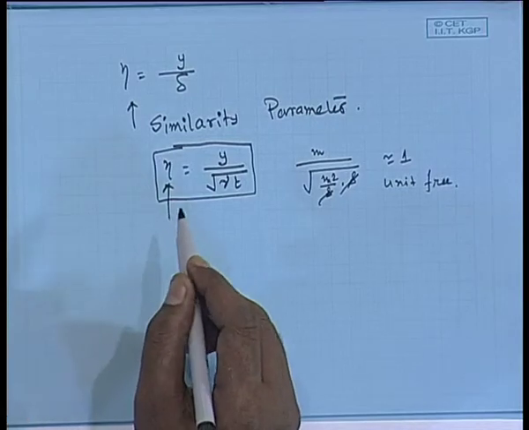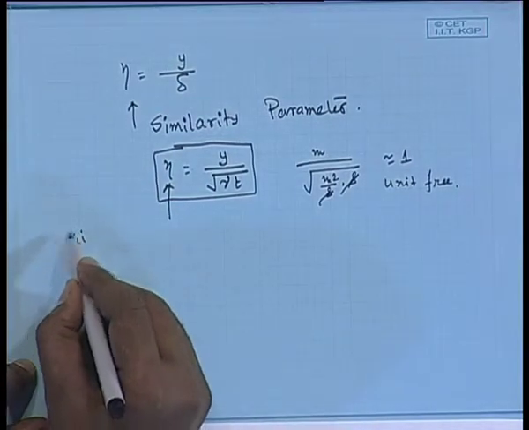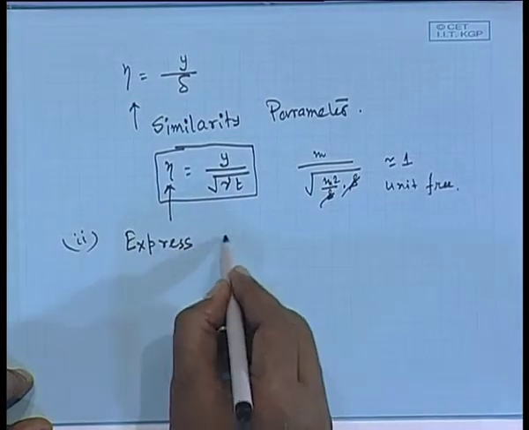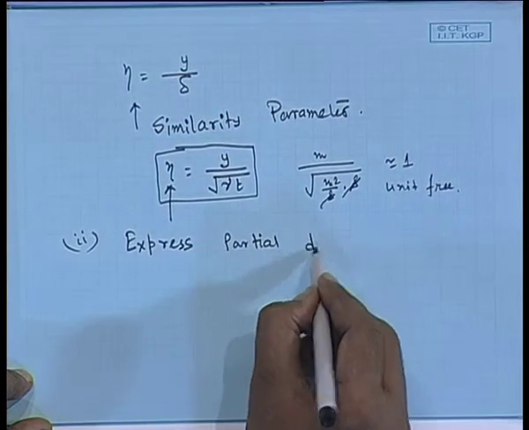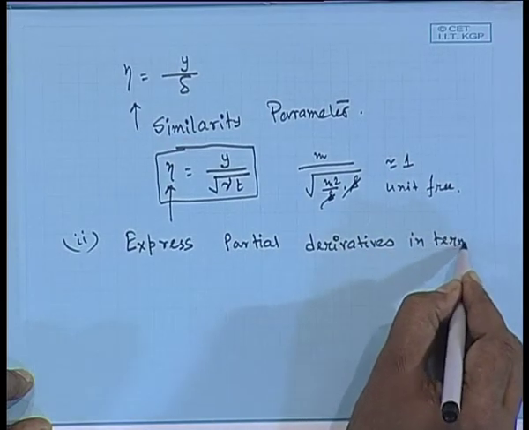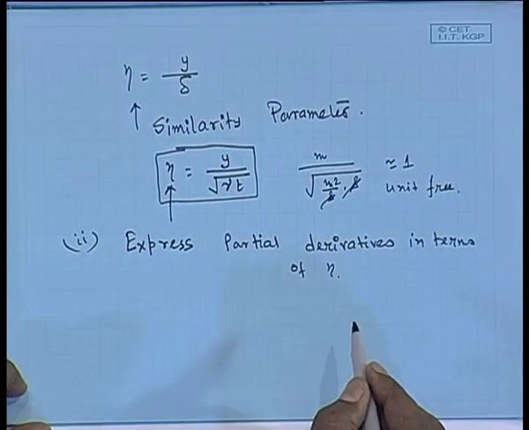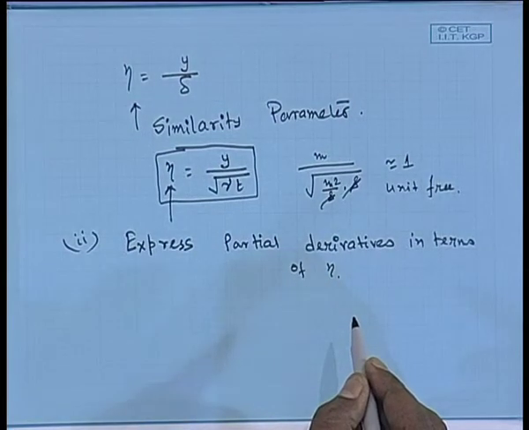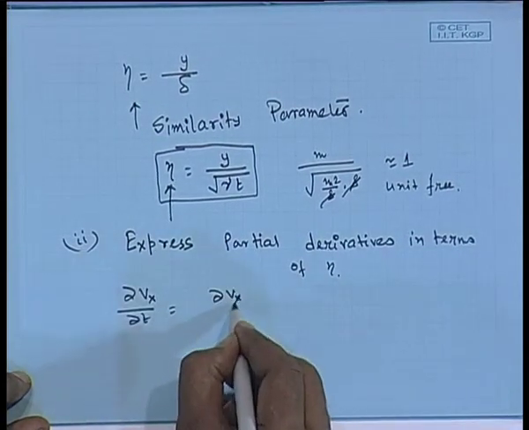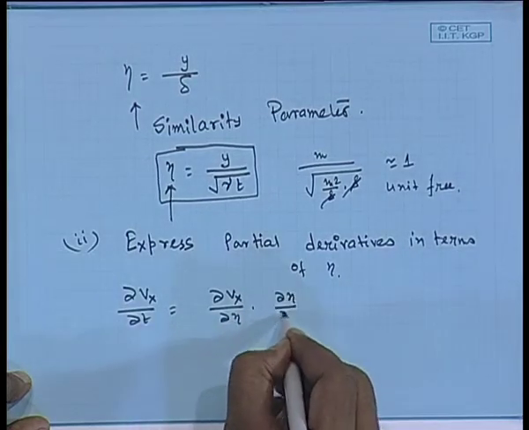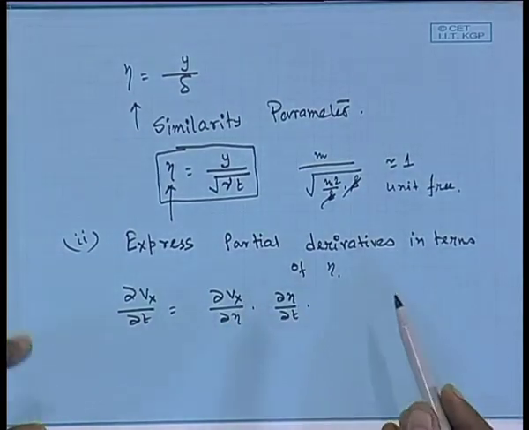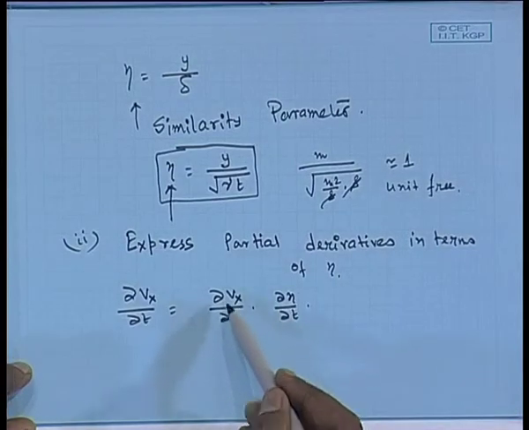Now, what is the governing equation? Del Vx del t. Now, in the next step, once you derive the similarity parameter, you express your partial derivatives in terms of eta, only one variable, a combined variable. Okay. So, what is that? Del Vx del t is dVx d eta times del eta del t, right? And we are assuming that Vx will be a sole function of eta. So, this partial derivative will become a total derivative.